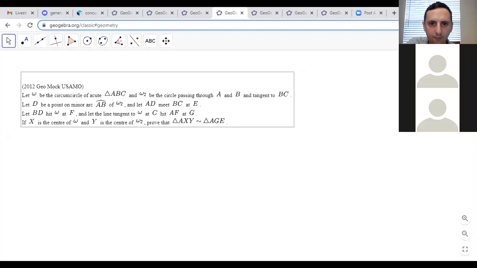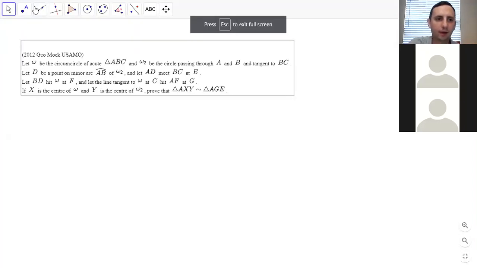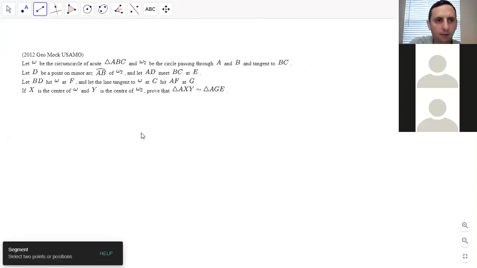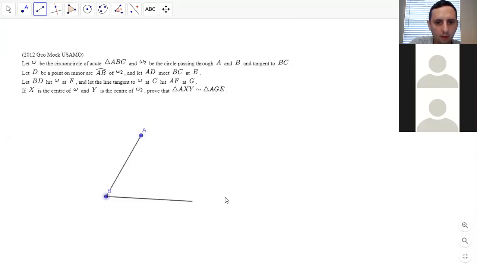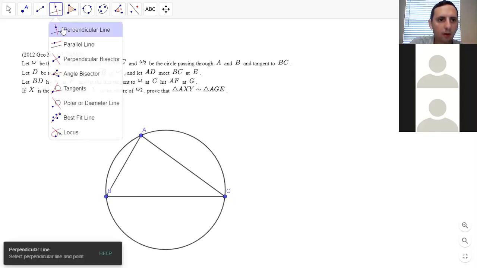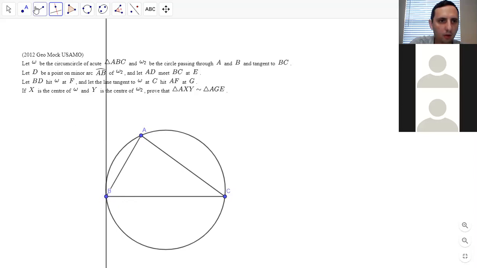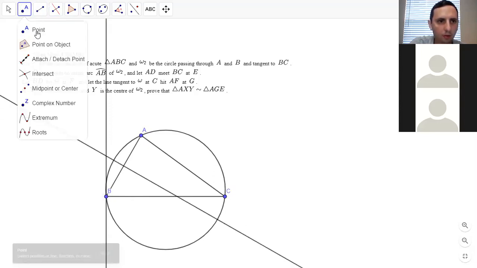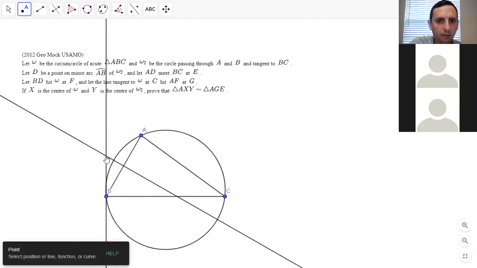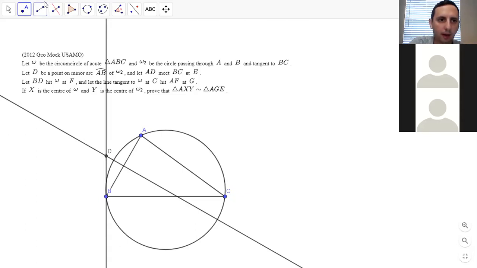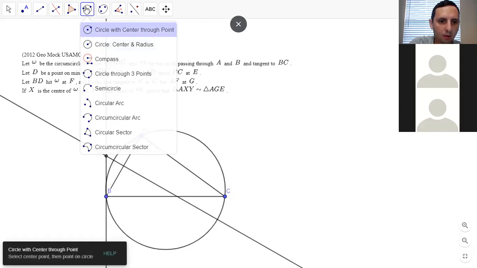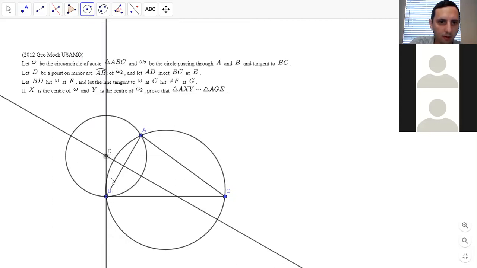Let's check out the next one. This had a short solution I saw, so it might not be that hard. So we have an acute triangle ABC, and we draw the circle passing through A and B and tangent to BC. So that circle. Oh, but does it have to be tangent at B? Yeah, because it passes through B, so it has to be. I have to rename this point. Call it K.